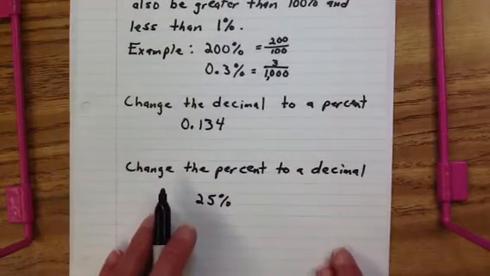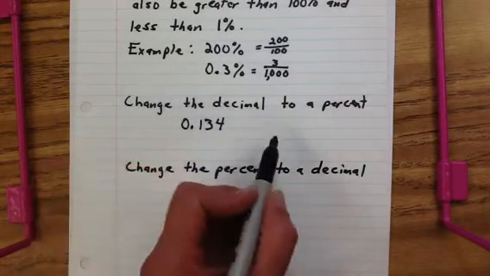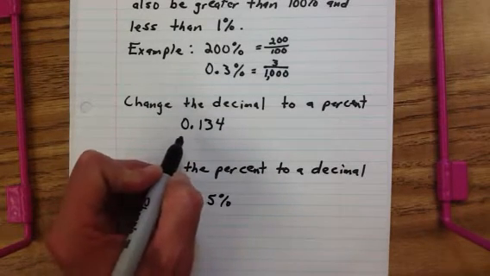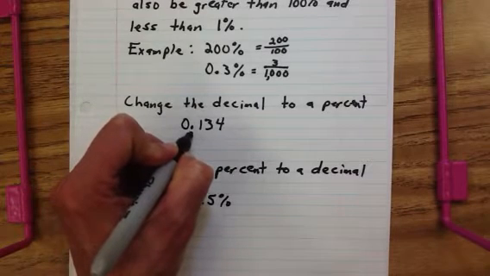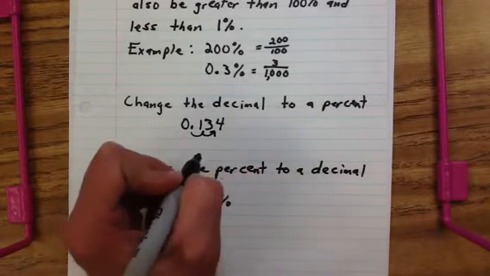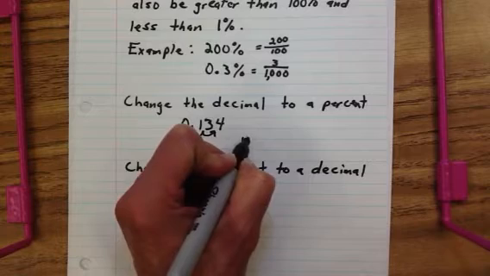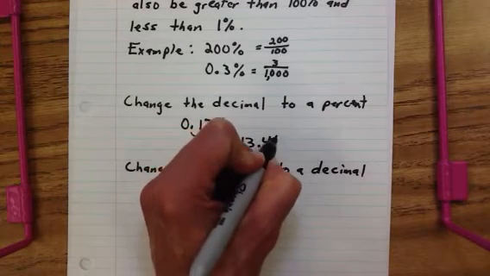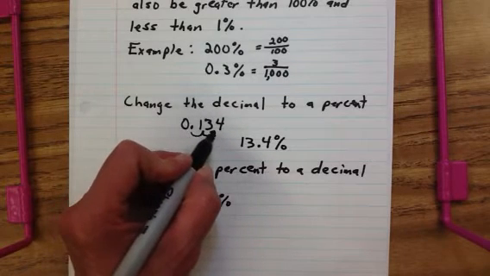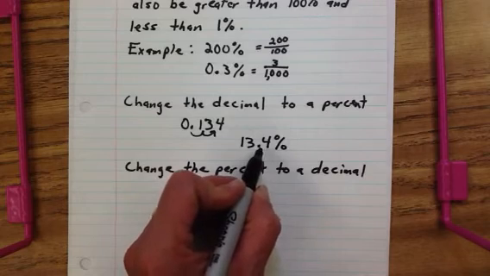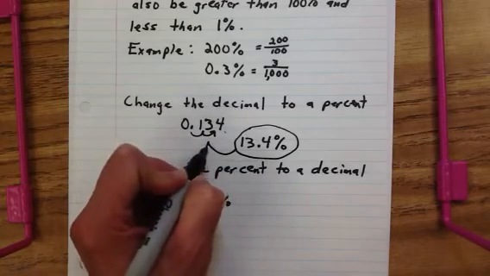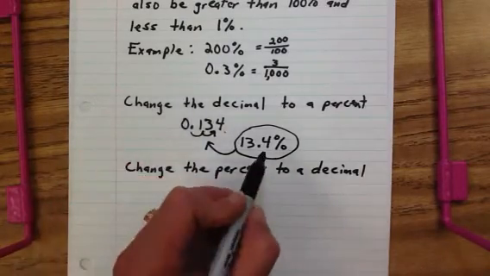Now, that brings up some math that we're going to have to do. Change the decimal to a percent. So if I have this decimal, I'm changing it to a percent, I would make 2 moves to the right, and now 2 moves to the right would be represented as 13.4%. So from the decimal, you make 2 moves to the right, and then that would represent your percentage for this decimal. Okay, so that's how you find a percent from a decimal.